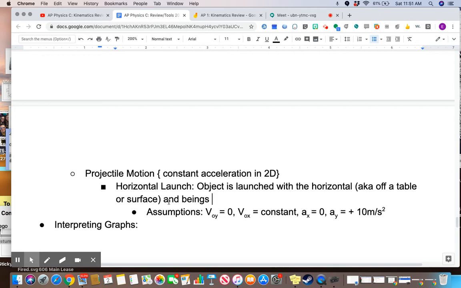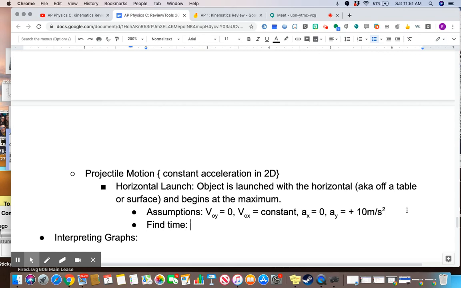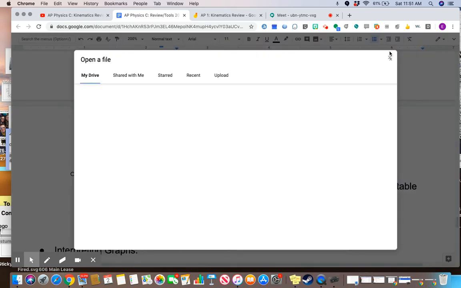I'm just going to add that to the definition here. So it's launched with the horizontal and begins at the maximum height. We know that at the maximum height the y component of velocity is 0. So those are the assumptions that we make. In order to solve these problems, the first thing we need to do is find time. We find time first because it's the only variable that we can use in both the x and the y direction. We usually take advantage of our y variables to do so.